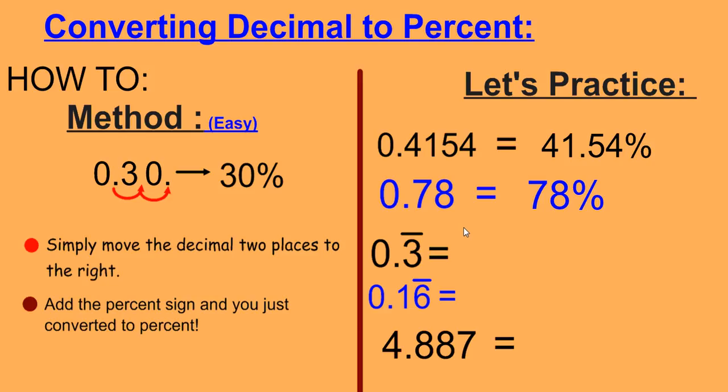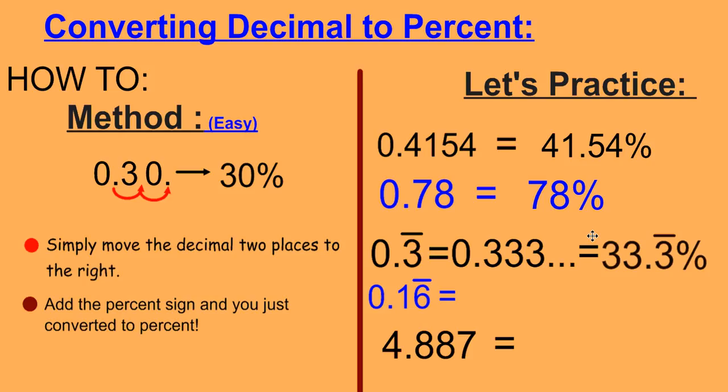Ooh, this next one's challenging. What does that line above the 3 mean? The first thing you need to do is write it with several 3's because that means the 3 is repeating. Now we can move that decimal 2 places to the right and add the percent sign. Notice, since the 3 is still repeating, my tenths place in the percent is a repeating 3.